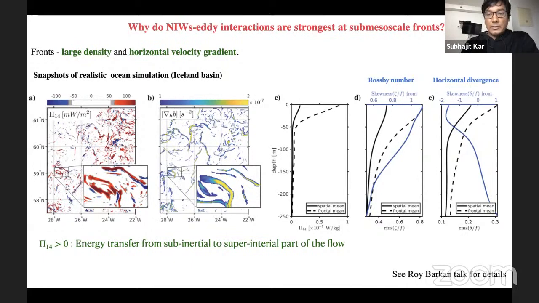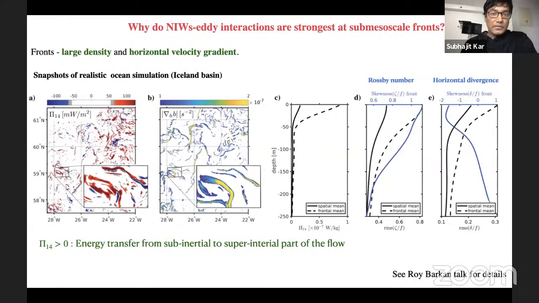Just to describe what the fronts are, if you look at figures D and E, here we are seeing the skewness in the Rossby numbers. Here the Rossby number is based on the vertical velocity. The skewness is positive, which means these fronts are characterized by cyclonic vorticity. And if you look at figure E, which is the horizontal divergence, and at its skewness, it is mostly convergence, and it's pretty strong. These strong convergences are pretty strong near the surface.